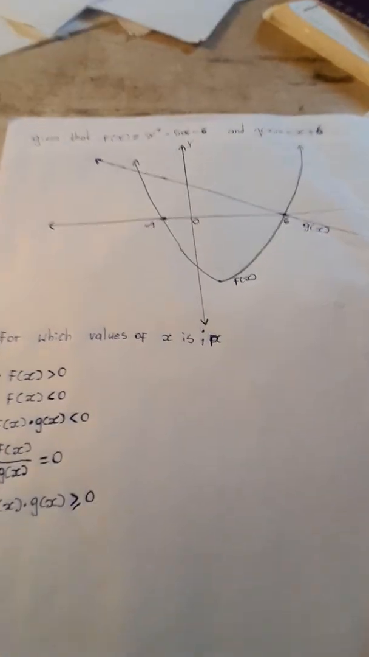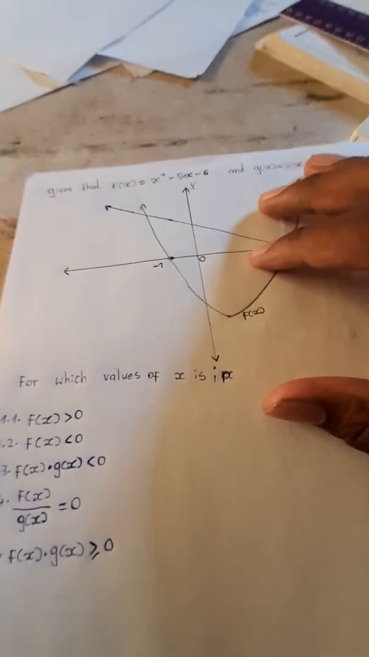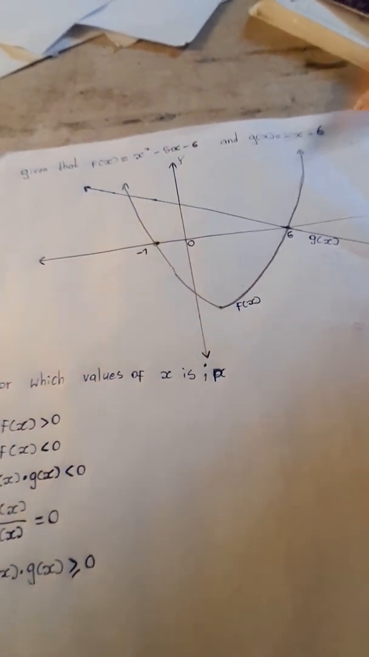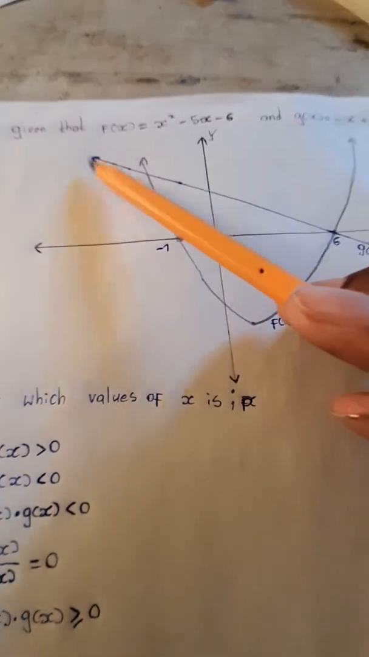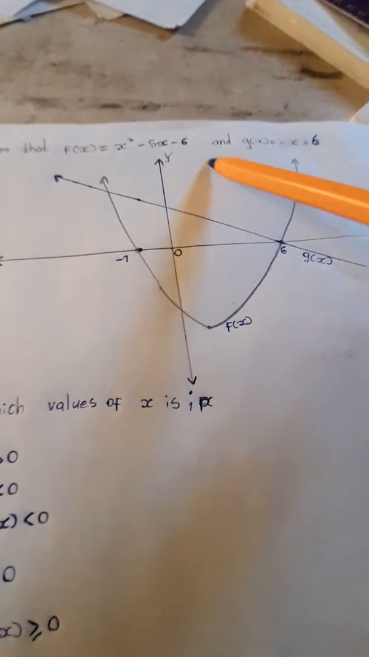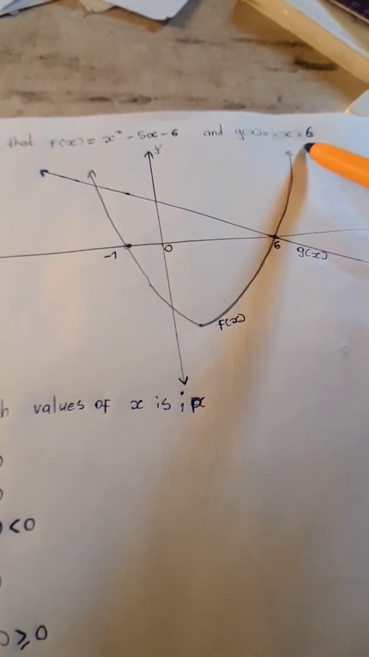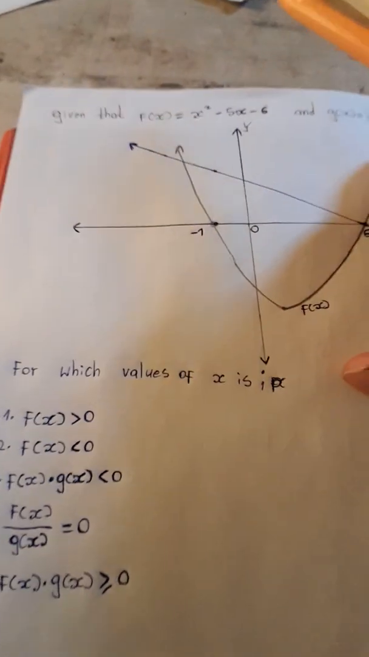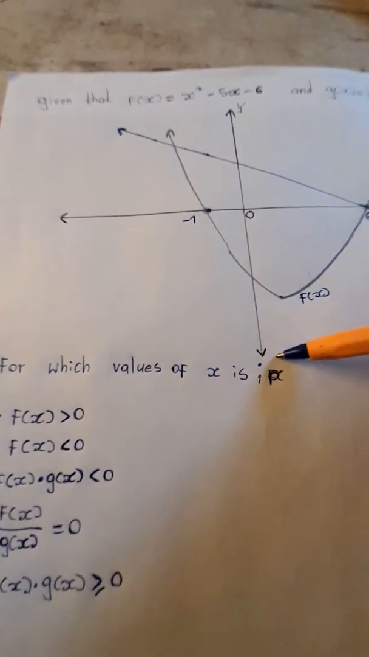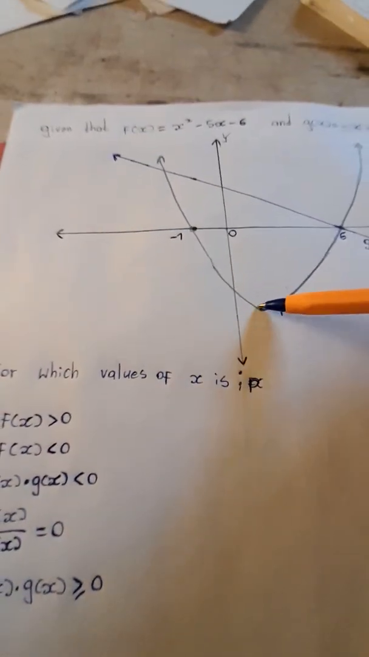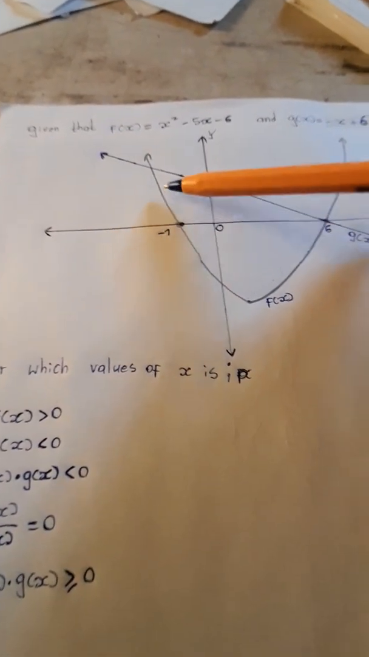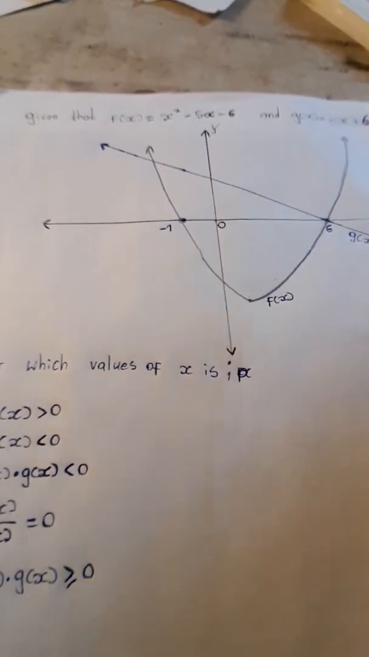Let's turn over to another page. Let's do this together, and I hope by the end of this you will have a clear understanding of how to answer these questions. It says, given that f of x is this and g of x is minus x plus 6, for which values of x is f of x greater than 0? Remember that this is f of x.